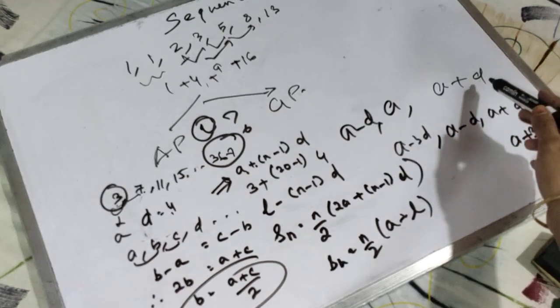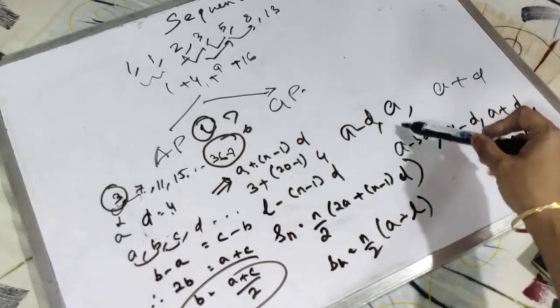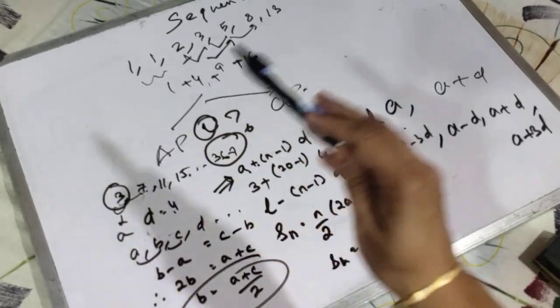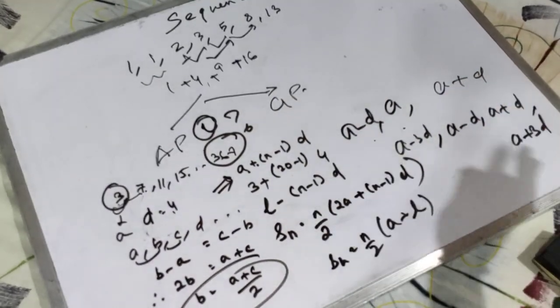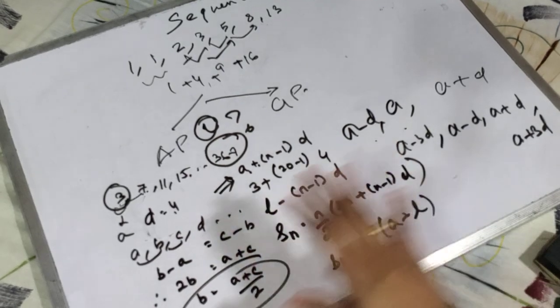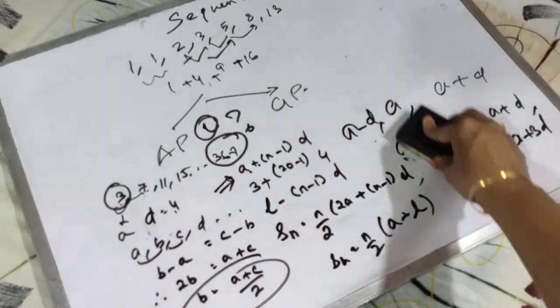4 terms is again an even number, so you can have the terms as a minus 3d, a minus d, a plus d, a plus 3d. So you can go in that manner. So this is all about AP.